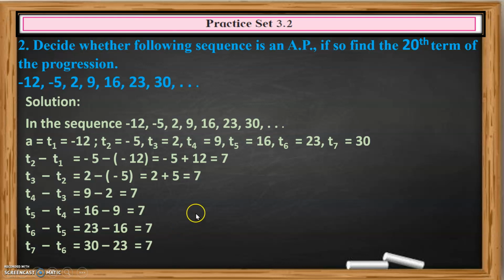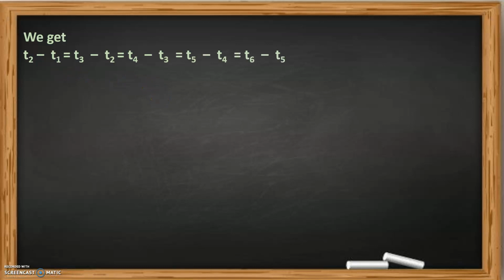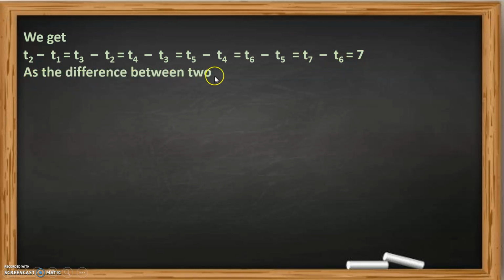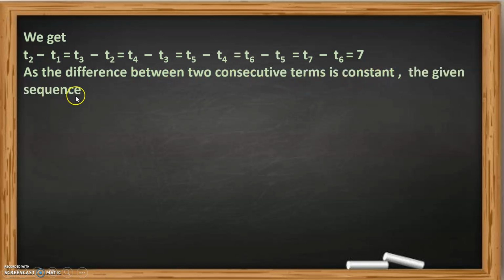In all these cases, what do we get, children? We get that T2 minus T1 is equal to T3 minus T2 equal to T4 minus T3 equal to T5 minus T4 equal to T6 minus T5 equal to T7 minus T6 equal to 7. As the difference between two consecutive terms is constant, the given sequence is an AP.